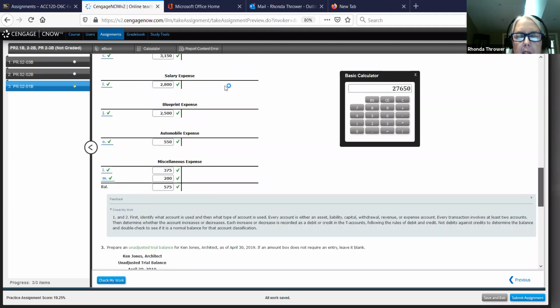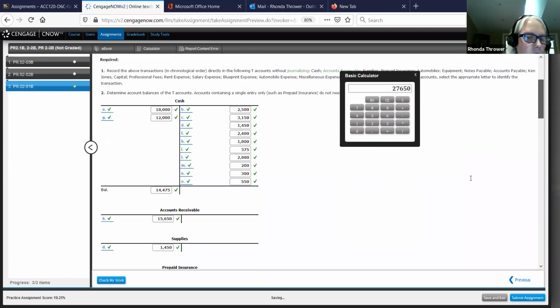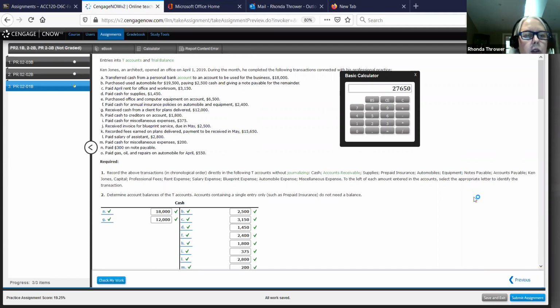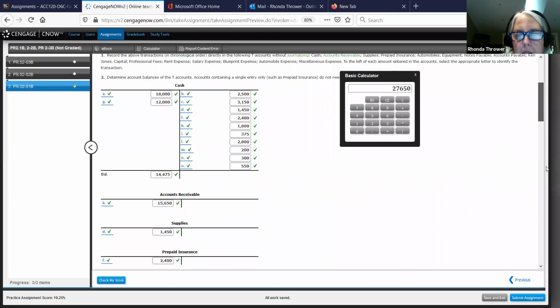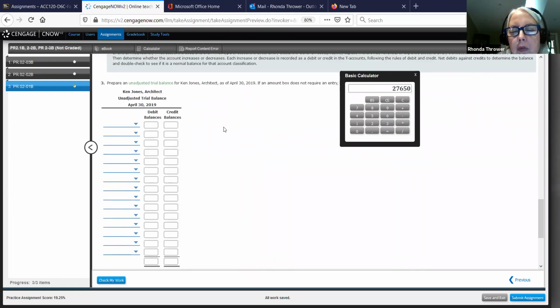Once you've balanced each one of your T accounts, the next step that they asked you to do was to create a trial balance. Now, class, I want you to listen to me for a minute. Your T accounts are just tools that help you to analyze transactions. They are not formal accounting documents. So I don't know why Cengage is asking you to prepare a trial balance. A trial balance would be prepared from your ledger accounts, which we have not discussed yet.